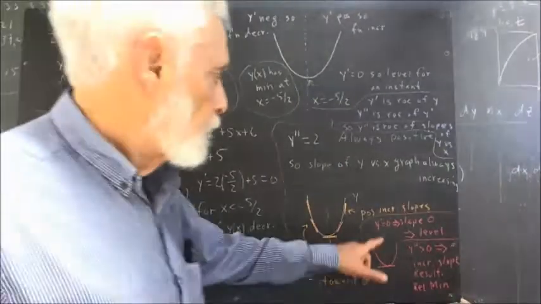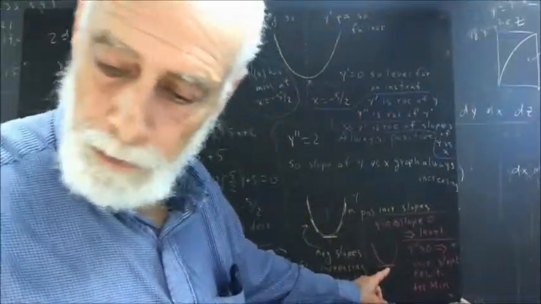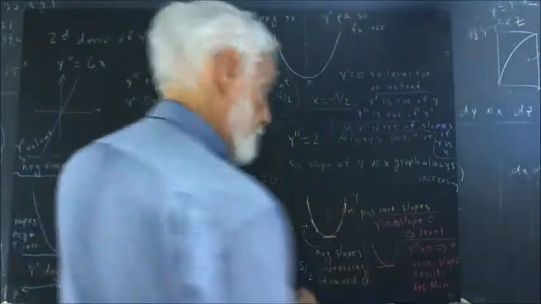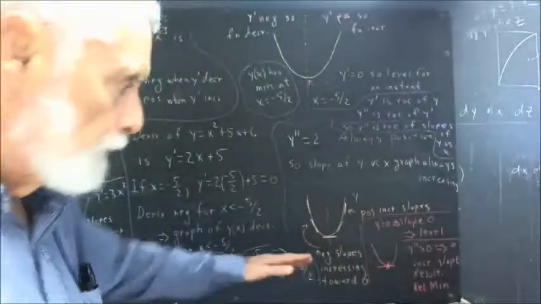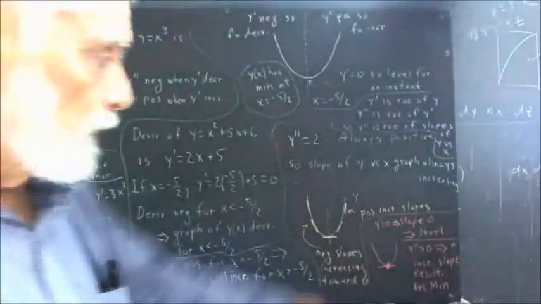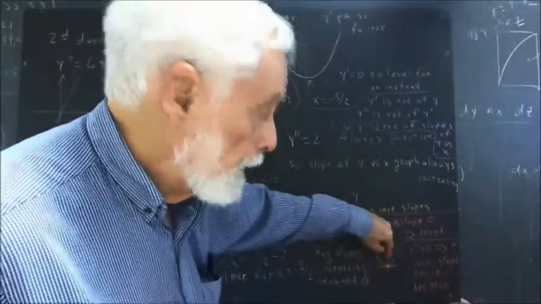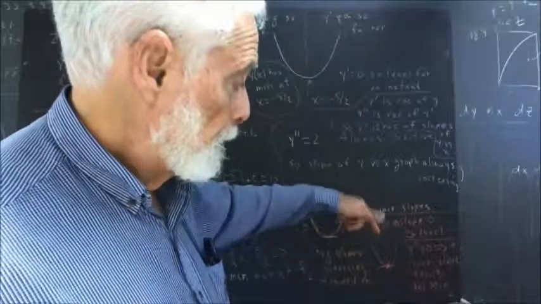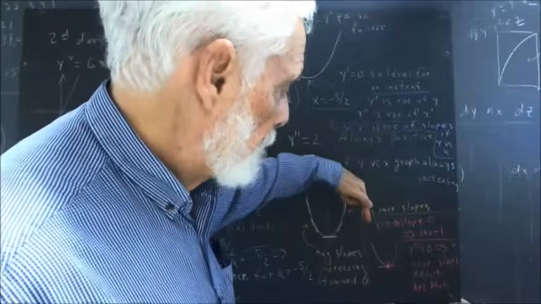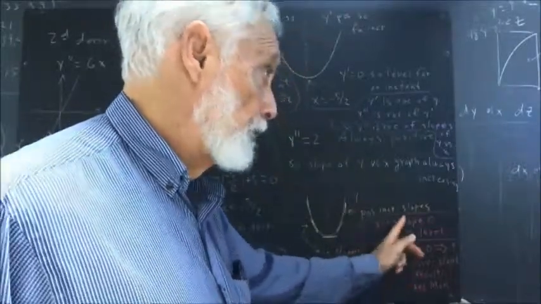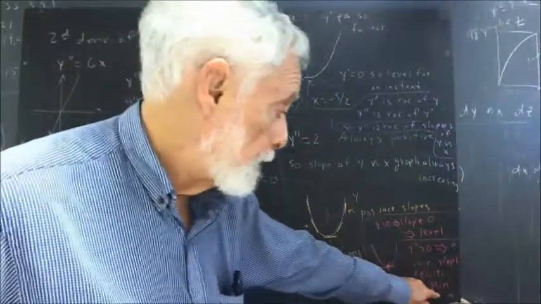So in summary, y prime equals 0 implies slope 0 implies level. That would be the case for this point down here. Indicate that point with an X, the point where the slope becomes level for an instant. y double prime greater than 0 implies increasing slopes in the neighborhood of this point. Increasing slopes would imply that the function is decreasing to the left and increasing to the right. In that case, you have a relative minimum.